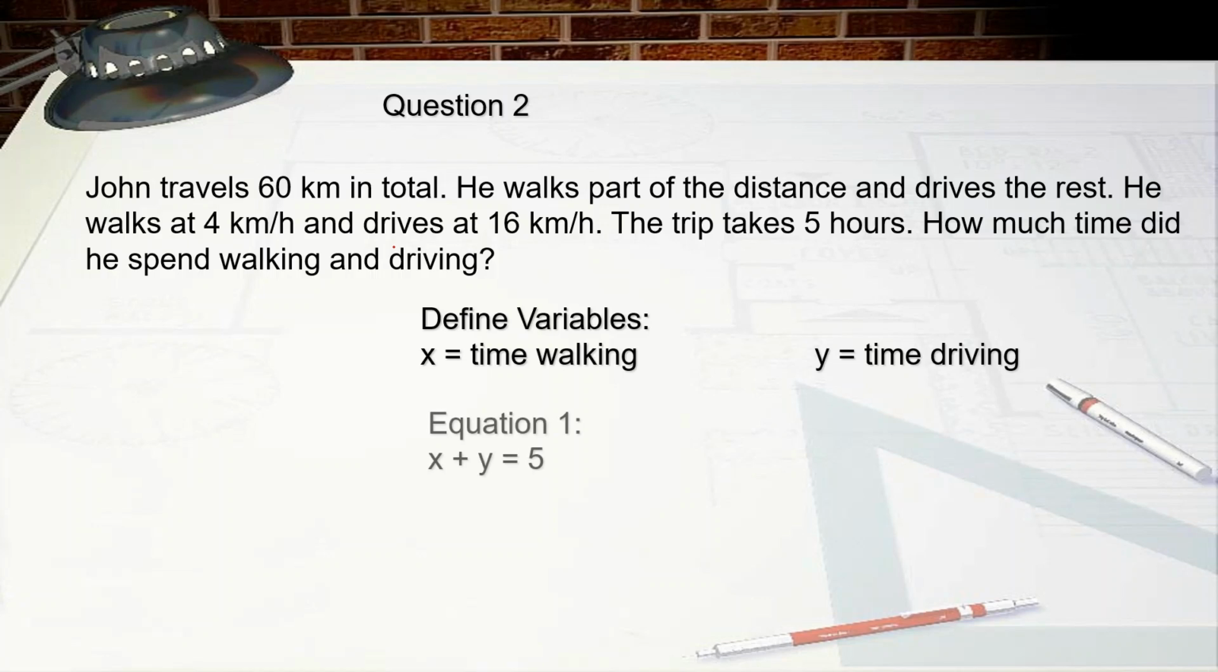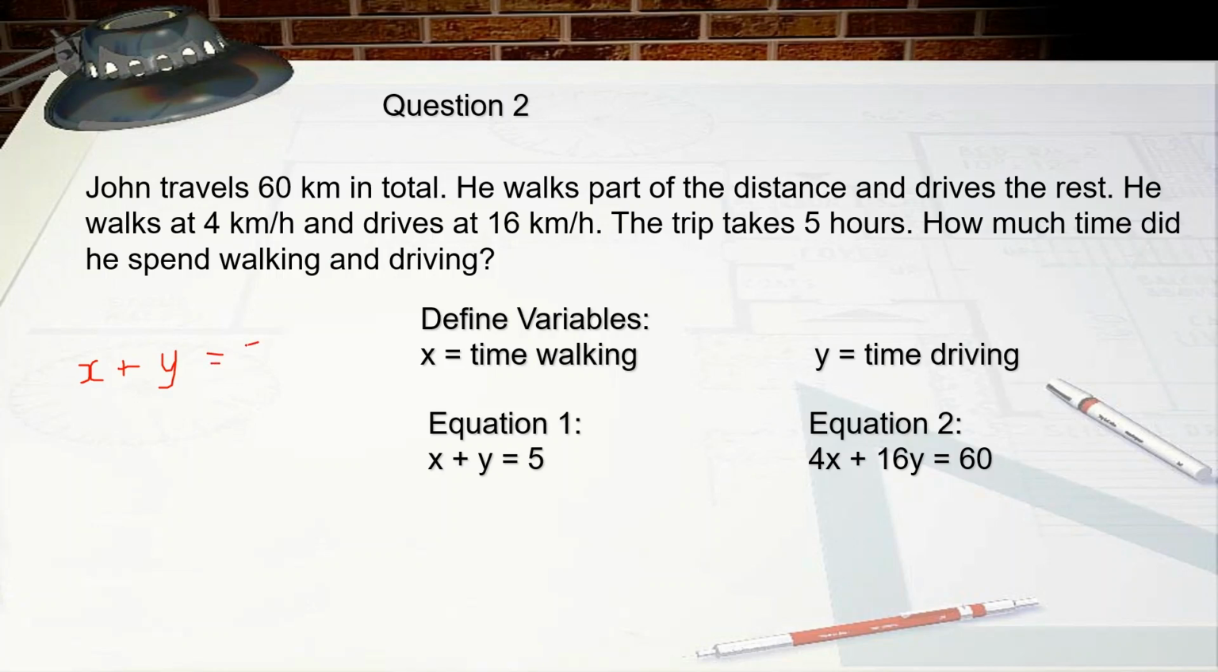After that, we make two equations. The first equation is x plus y is equal to 5 because the trip takes 5 hours. So how much time he took to walk and how much time he took to drive adds up to 5 hours. And the second equation, we have 4x plus 16y is equal to 60 since he traveled 60 kilometers. It is given that he walked 4 kilometers per hour and drove 16 kilometers per hour, in total giving us 60 kilometers. Now we simply solve this equation.